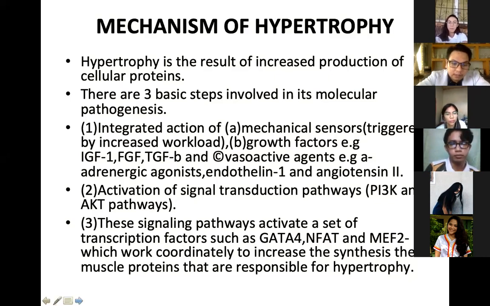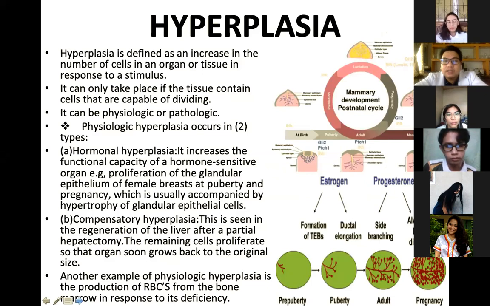Okay? Next is hyperplasia. So, hyperplasia and hypertrophy are almost similar. The only difference, class, is hypertrophy is an increase in size, while hyperplasia is an increase in the number of cells. So hyperplasia is defined as an increase in the number of cells in an organ or tissue in response to a stimulus. It can only take place if the tissue contains cells that are capable of dividing.